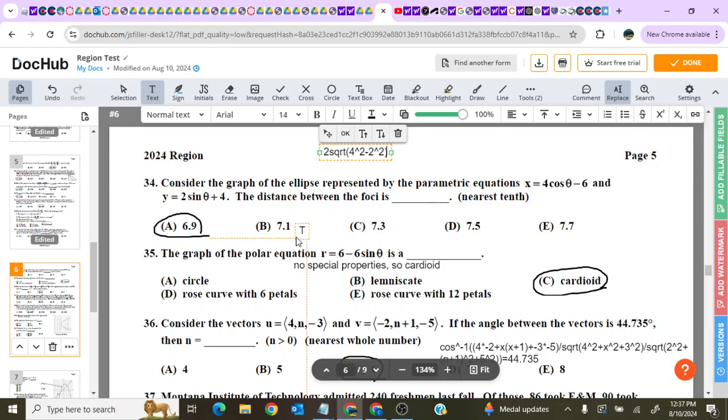And then, okay, 35. The graph of the polar equation r is equal to 6 minus 6 sine of theta is a, graphic. Go to polar, press mode, scroll down, polar equation, and then put it in, and then look at the actual graph. Make sure you're in radians mode so it actually graphs correctly. There's nothing special really going on, but it's clearly not a circle. So as a result, that means it's a cardioid. Just think, if it's boring, it's a cardioid.